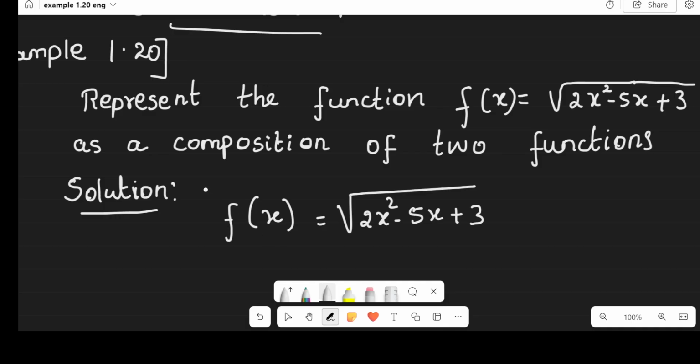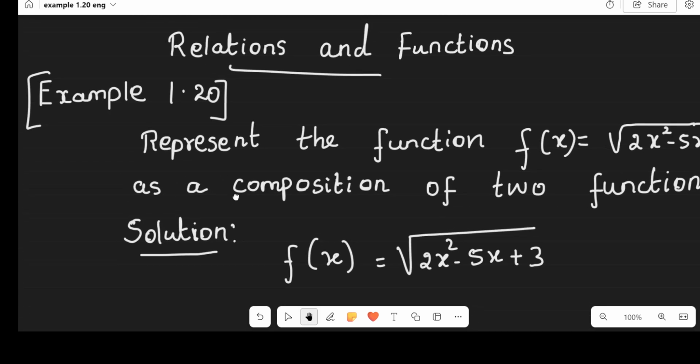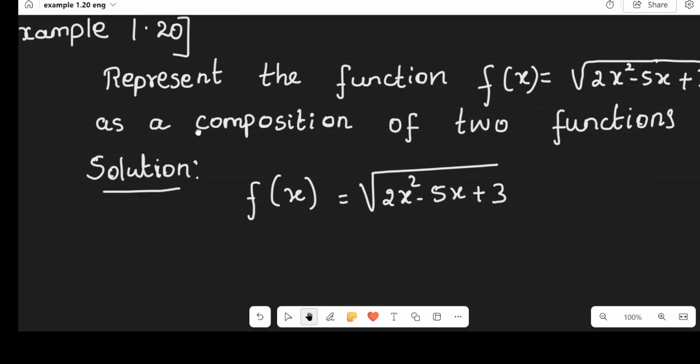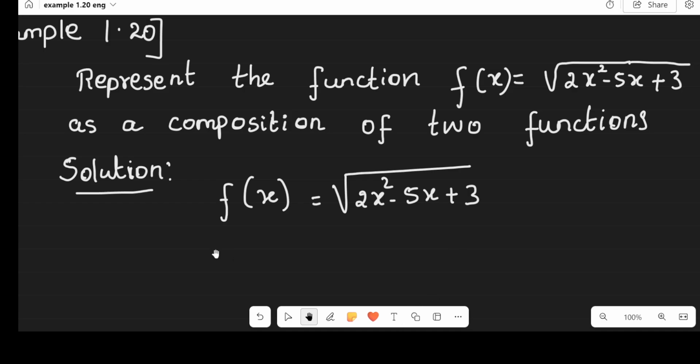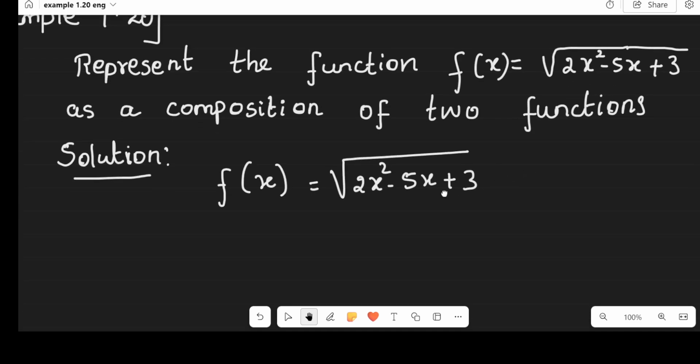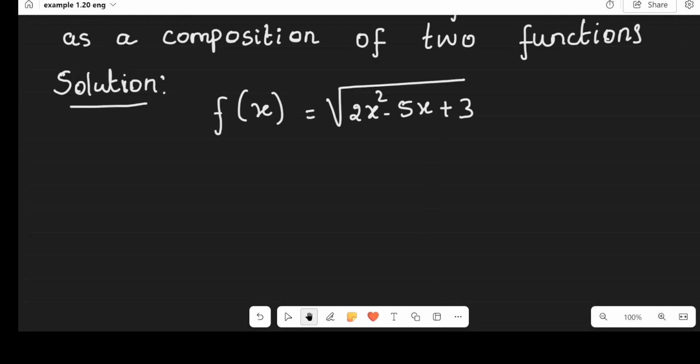Here I have written the question, example 1.20. Okay, in the question what is given? F of x is given. For the solution I have written the given data. The given thing is f of x is equal to root of 2x square minus 5x plus 3. Here, what is our task? We need to find out the two functions.